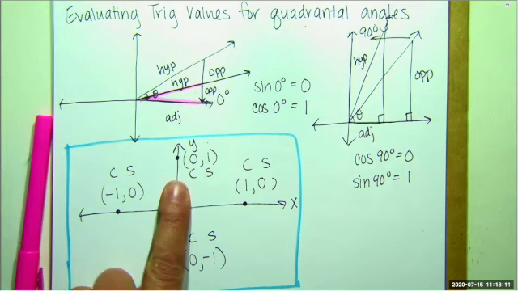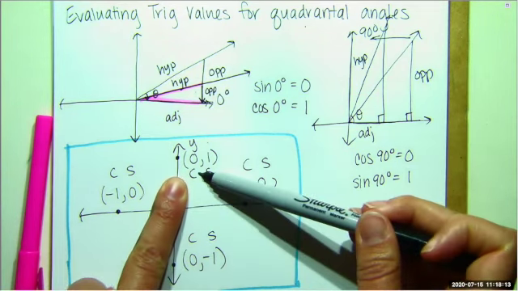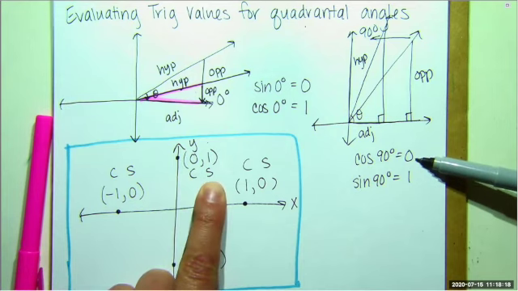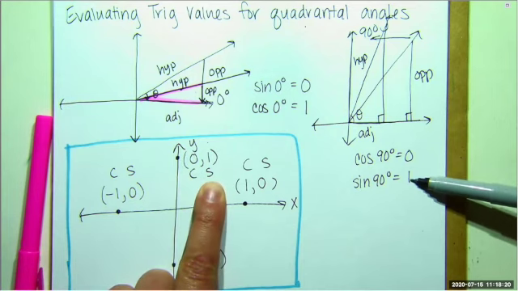Let's look at 90. This is 90 degrees up here. This says cosine of 90 is 0. That's what we figured out right here. This says sine of 90 is 1. That's what we figured out right here.